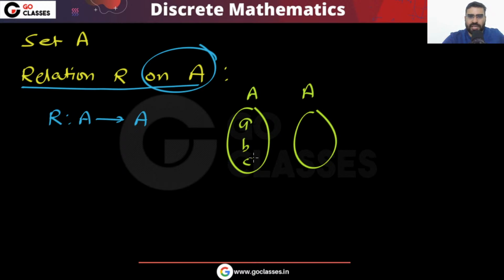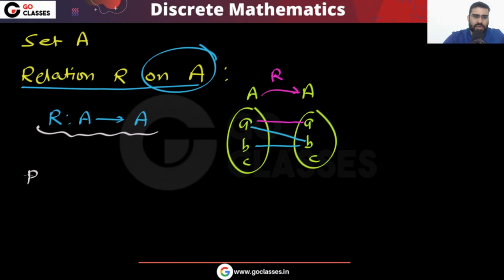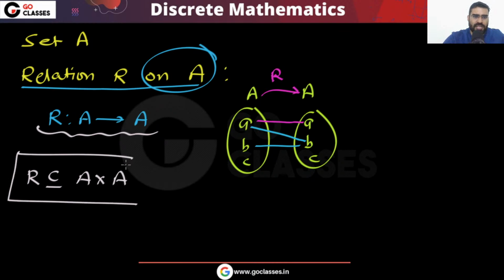For example, the elements of A can be a, b, c. Now they are related to elements of A. So something like this. Now you can clearly see this is a relation from set A to set A. If you have a relation from set A to set A, then you can say that this relation is a subset of A cross A. So this is the point that we can use. We can simply say that every subset of A cross A is a relation from A to A, and every relation on A is a subset of A cross A.